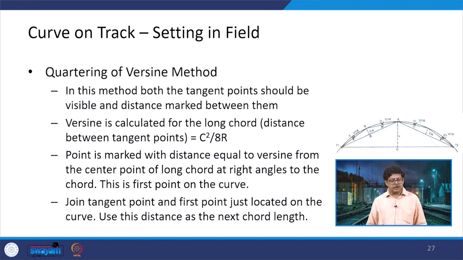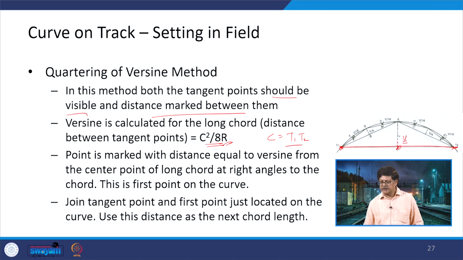The last one is the method of versine. What we do here is again one of the simpler methods which can be used. Now, we have these tangent points T1 and T2, but these should be visible, and we can mark the distance between them. So, we have marked it like this. Now, at this center point, we can calculate the versine V. So, versine V is c square divided by 8R, where c is nothing but T1T2, and that is known to us. Radius of the curve is also known to us.